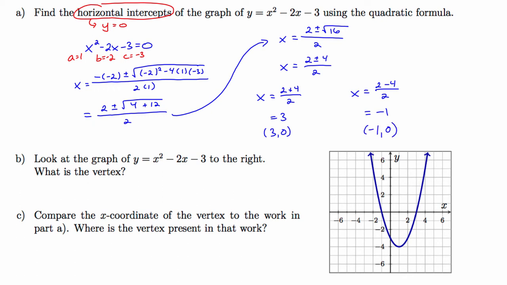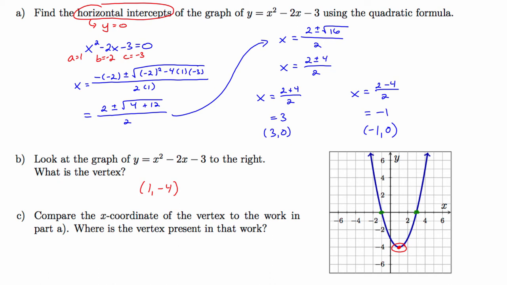In part B, we can look at the graph of y equals x squared minus 2x minus 3 to the right and recognize what the vertex is. The vertex in this particular case is the lowest point on the graph, and the coordinates of the vertex are 1, negative 4. While it's not explicitly asked for, we can verify our work from part A was correct. We calculated that the x-intercepts should be negative 1, 0 and 3, 0, which matches the graph that we've been given. The fact is, there is a direct relationship between the x-intercepts and the x-coordinate of the vertex.